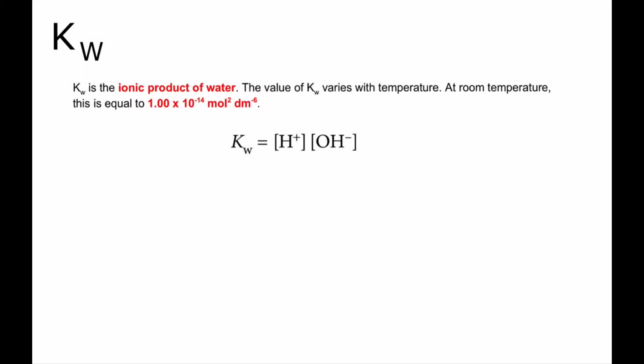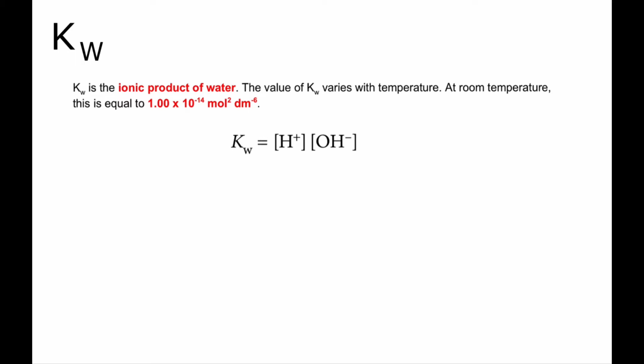Today, I'm going to explain the first part of further aspects of Equilibria. Kw is the ionic product of water. The value of Kw varies with temperature. At room temperature, this is equal to 1 times 10 to the power of minus 14 mole squared dm minus 6. Let's talk about this in more detail.